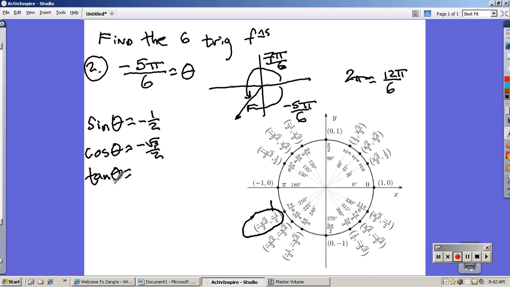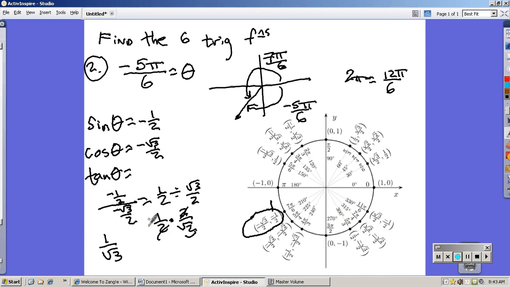And then tangent is y over x. So tangent is going to be that sine value, the y, divided by the cosine value, the x. I have a negative divided by a negative, so it's positive. Notice this is a fraction divided by a fraction. I just got rid of the signs because I know they're going to cancel out, which is the same as the first fraction times the reciprocal of the second fraction. That's a 3. The 2's cancel out, so it's 1 over square root of 3. And if I rationalize that, multiply by root 3 over root 3, I get square root of 3 over 3.